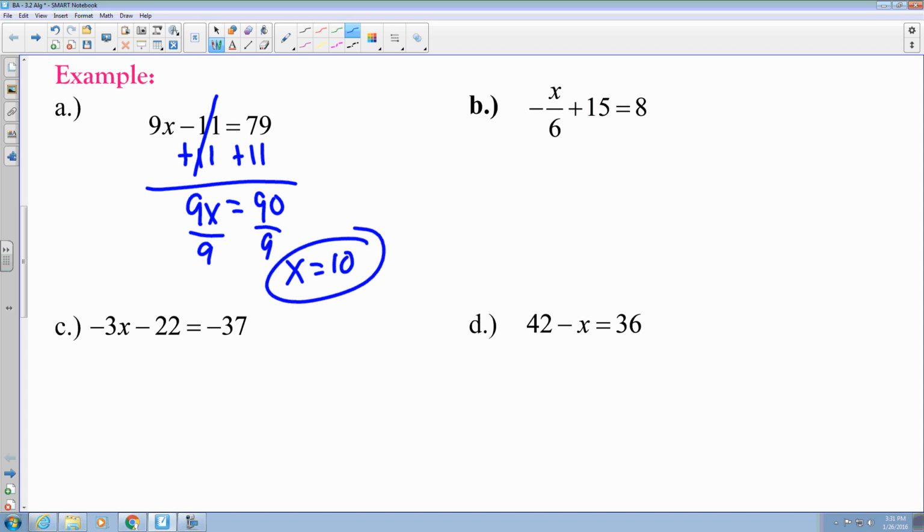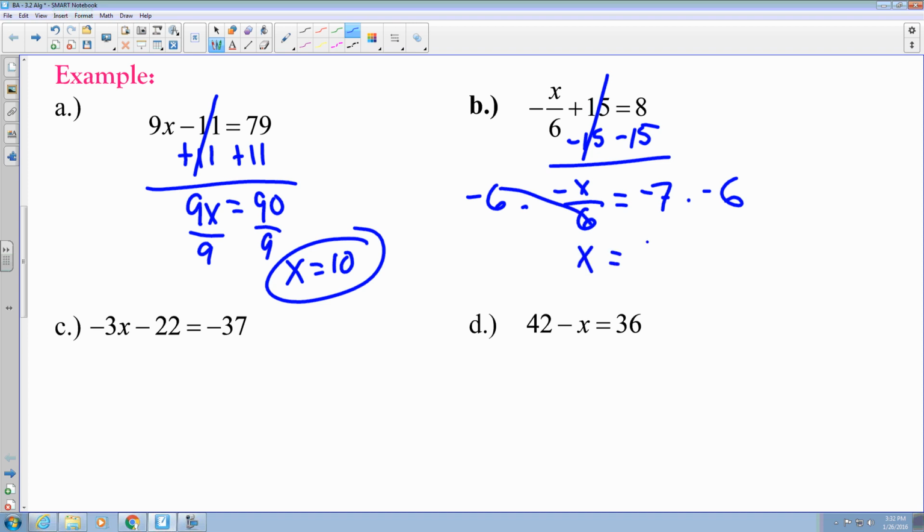Okay. Looking at B, again, this is addition here, so that means you're going to subtract 15 from both sides. So this cancels. Now I've got negative x divided by 6 equals 8 minus 15, which gives us a negative 7. Finally, since we have division, that means we're going to multiply both sides by a negative 6. And this will cancel both sides here to give me x equals a positive 42.